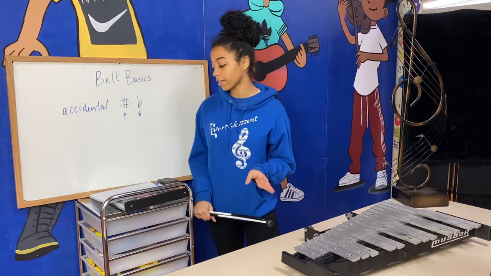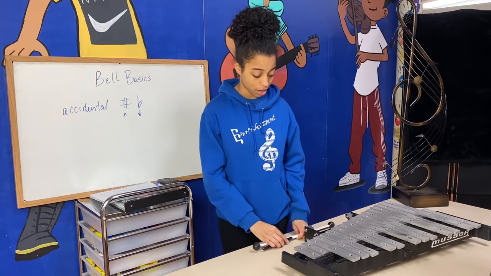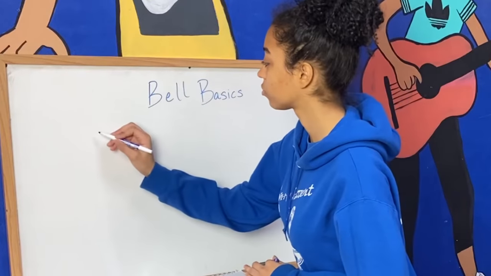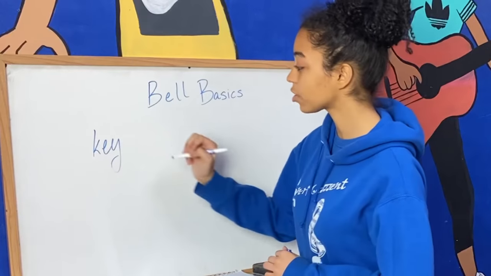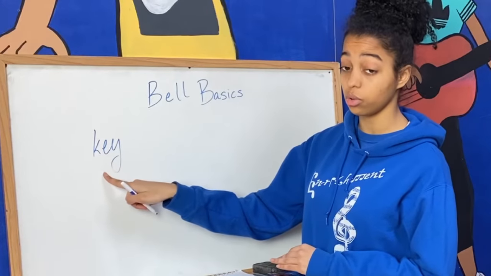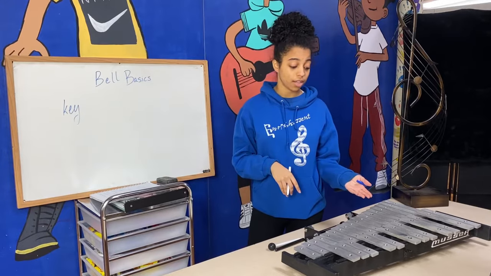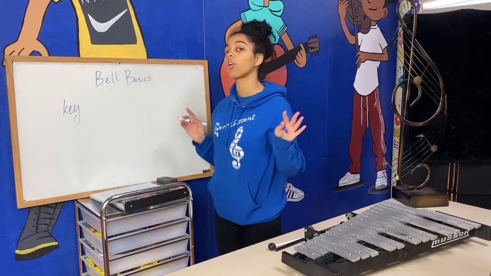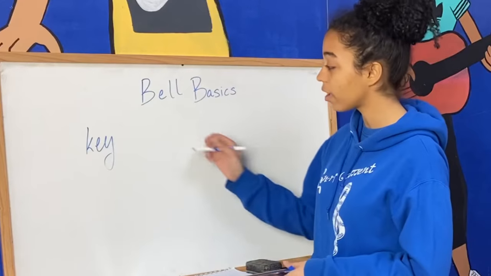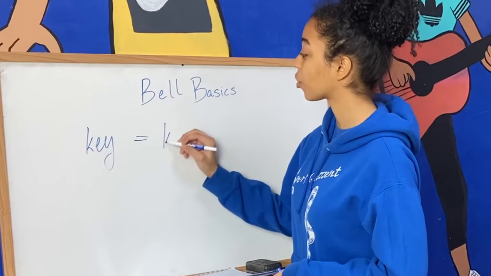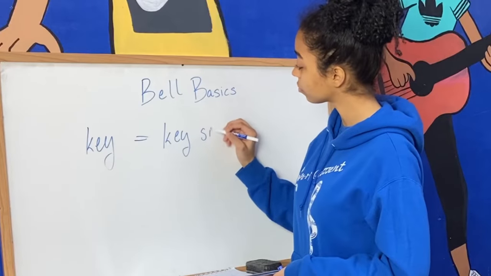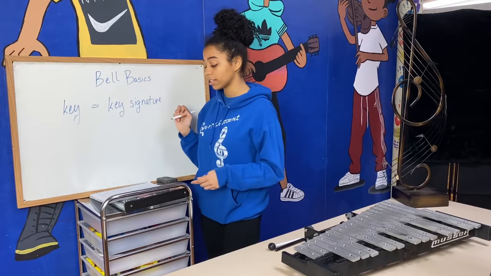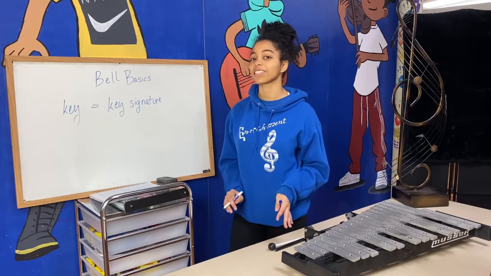So our whole steps and half steps are very important when determining some scales that we're going to be working in. Now back to our key, which is our home base note. So if we are in the key of C, the key of D, the key of G, that's our home base in the scale that we're working in. A key determines our key signature. And our key signature is a group of accidentals that exists in a scale.